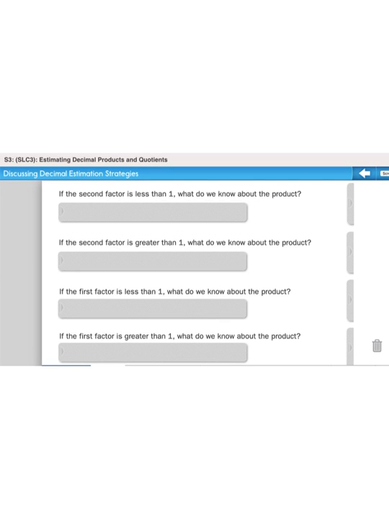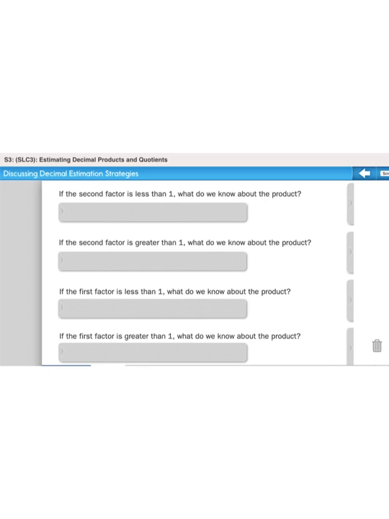Let's think about generalizing a rule about the size of a product compared to the size of its factors. If the second factor is less than 1, what do we know about the product? We know that the product will be less than the first factor. If the second factor is greater than 1, what do we know about the product? The product will be greater than the first factor.